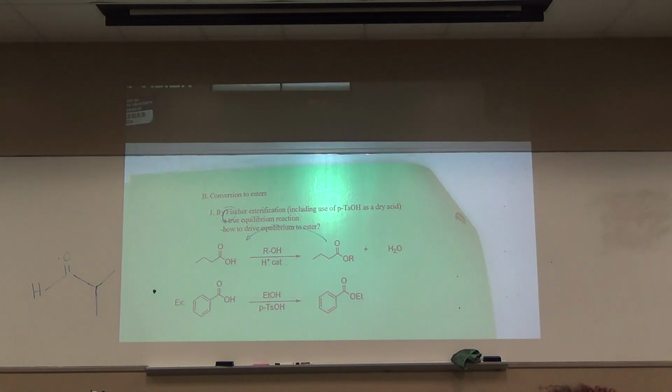With your H plus catalyst? Catalyst does not affect equilibrium. That should have been discussed in Gen Chem. Sound familiar? Catalysts do not adjust equilibrium, they only increase the rate at which equilibrium is obtained. Add more carboxylic acid.